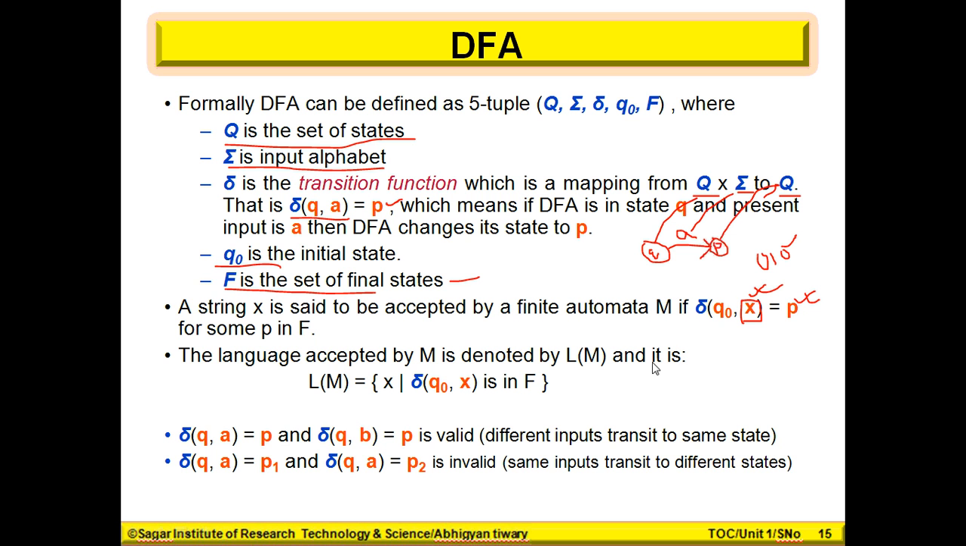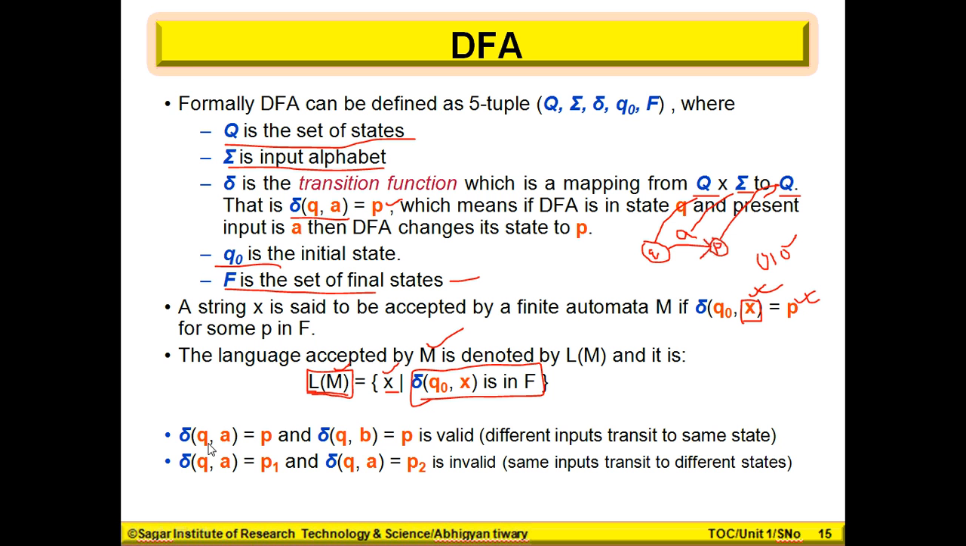So the language accepted by M, where M is the machine, is denoted by the language of that machine. We have used a set builder form: X such that by reading X, we can reach the final state. Then only this X will be called accepted by this machine, and these X are the language of this machine itself.